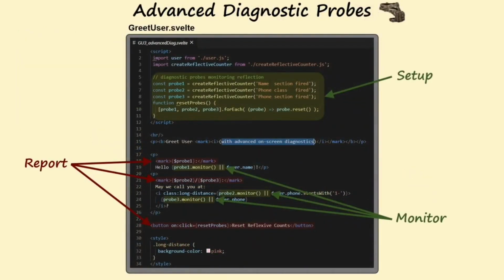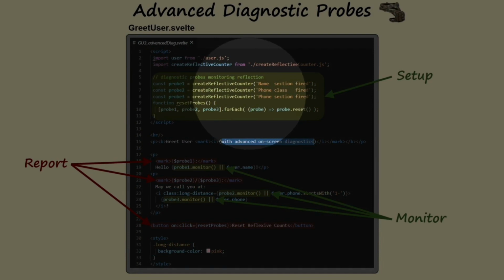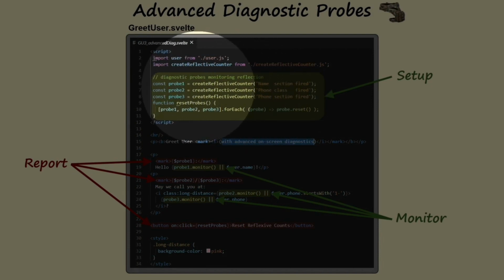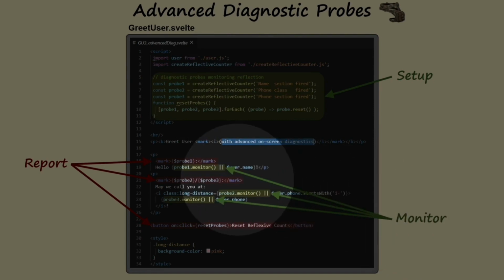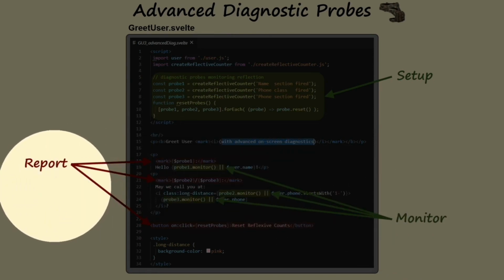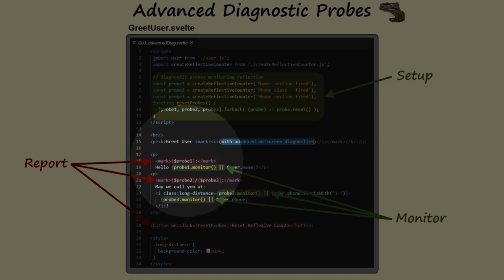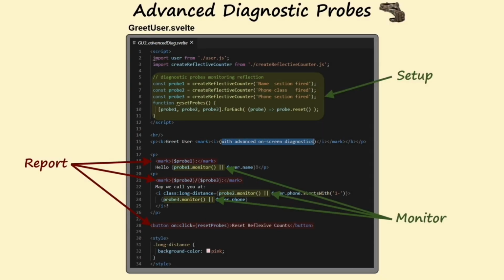So let's add advanced diagnostics to our GreetUser component. Here you can see that we are doing a setup, and it's very similar to our logging probes, except we're using the reflective counters for the probes. And then we're also doing the monitoring, very similar to the logging probes as well, with the logical OR. But in addition, we're also reporting the results of these using the mark HTML element with the value of the number of times that particular probe has been executed.